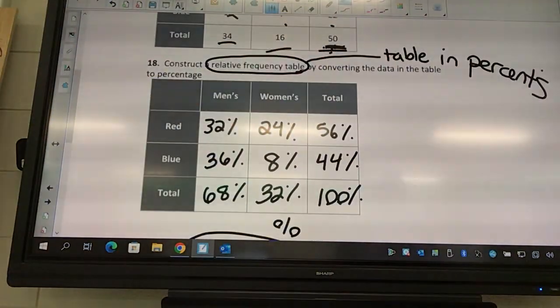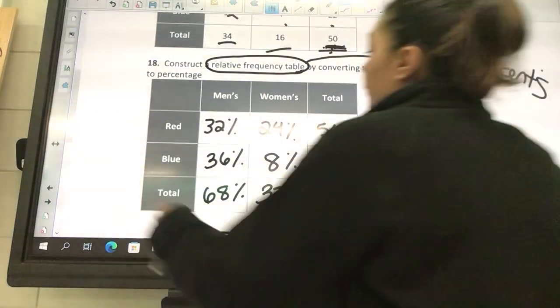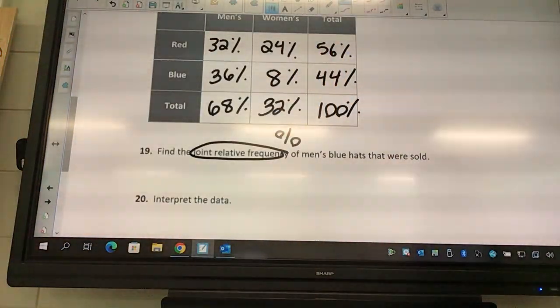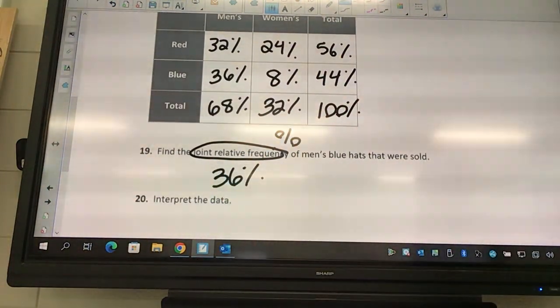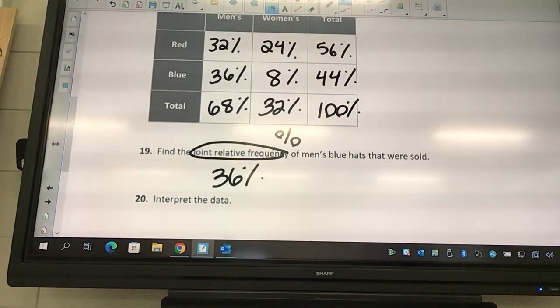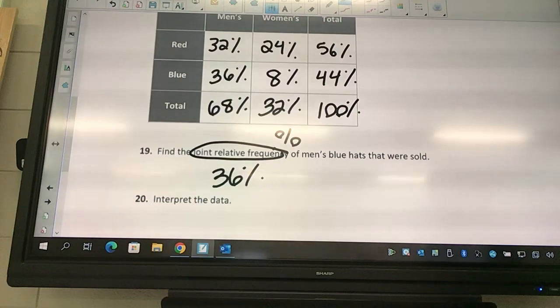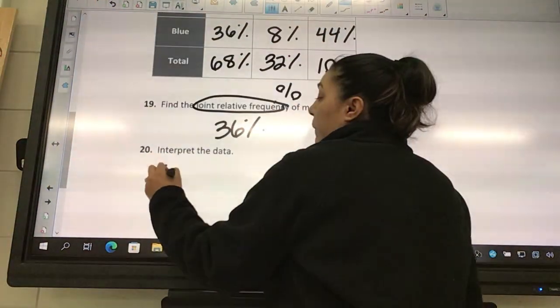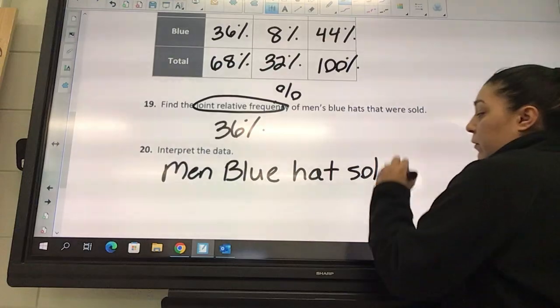Okay? Find the joint relative frequency, meaning aka percent, of men's blue hats that were sold. So how many men's blue hats were sold? 36%. Because it says this, we need it in the percent. So we're going to say 36%. Okay, and then it says interpret the data. All I want to know, and you just need one sentence, is who sold the most hats? Or who sold the least? So we know men or women's hat sold more or less. Men's hat sold more. Which hat? Red. Blue. So you could say men's blue hat sold the most.